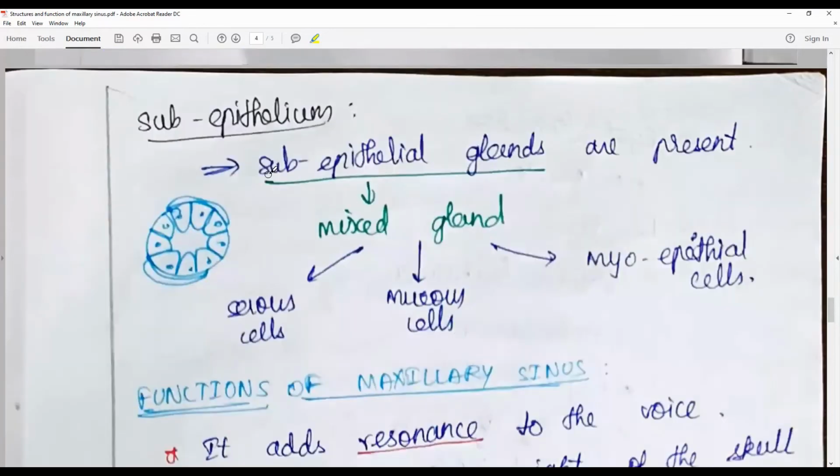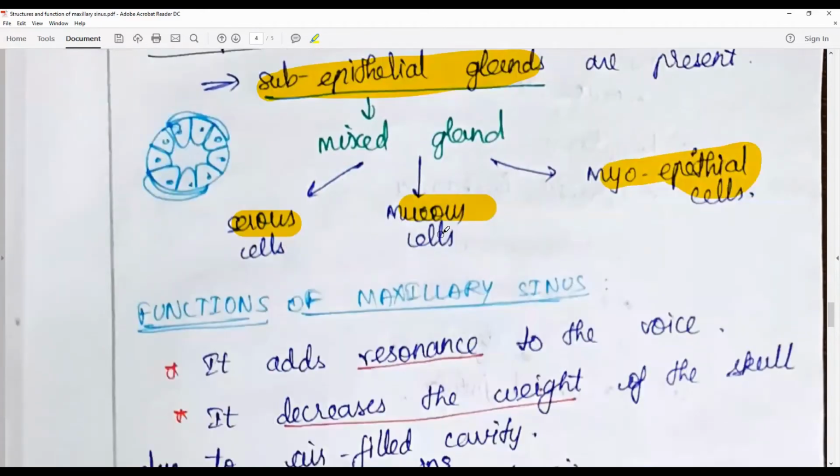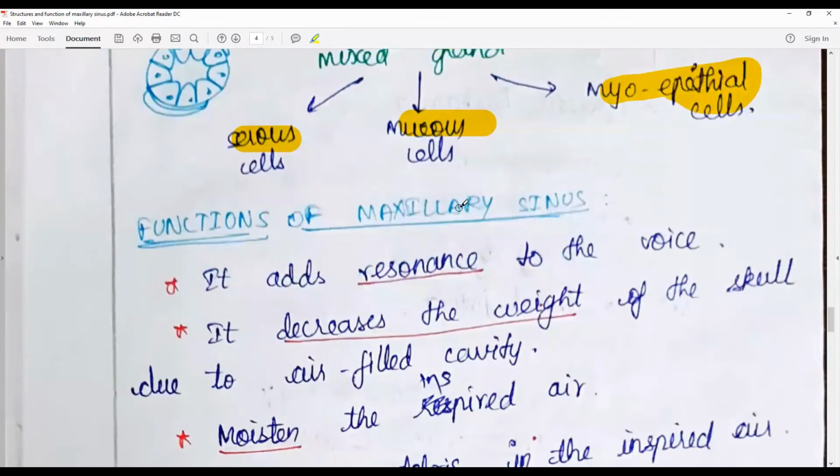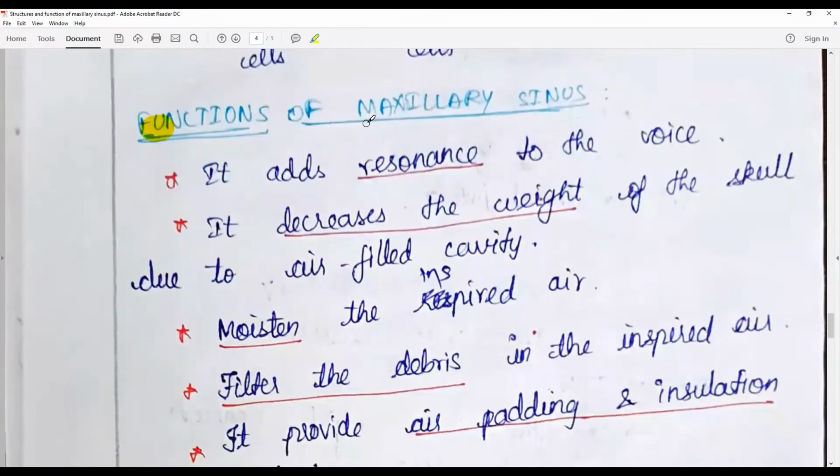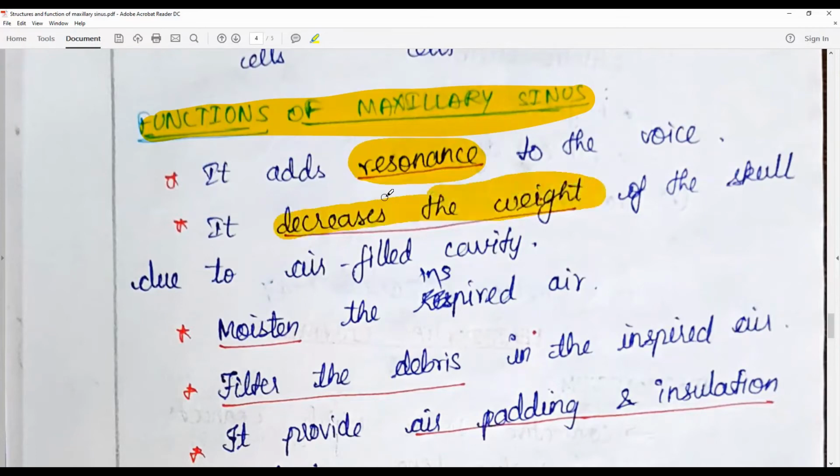In the subepithelium, you have a lot of subepithelial glands, which could be serous cells, mucous cells, or myoepithelial cells. Their function is to secrete mucus. The most important part is the functions of the maxillary sinus. Because they are a hollow structure, they add resonance to the voice. Because they are hollow, they decrease the weight of the skull.